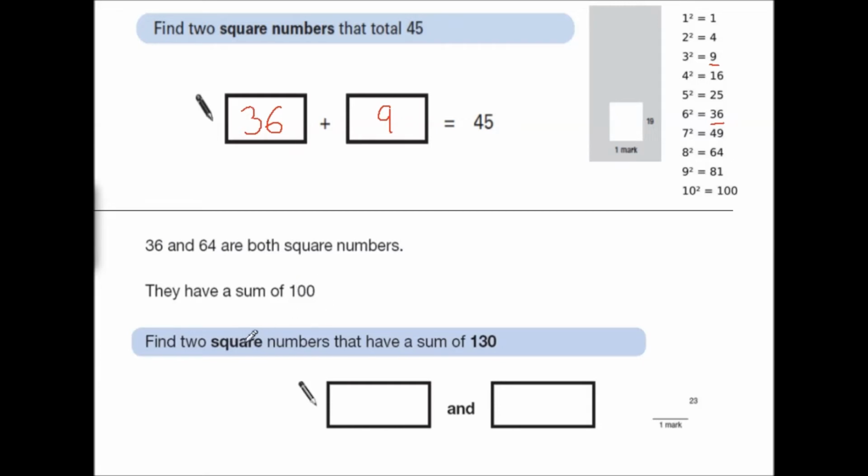We need to find 2 square numbers that have a sum of 130. Again, we're going to look up here at our list of square numbers. You won't be given these, but you can always write them out, so it's best to remember them. To find 2 that have a sum of 130, we just need to add 2 of them together. So let's have a little look. 100, you might think, is the obvious choice, but 30 is not a square number, so that would not work. So we need 2 other numbers.